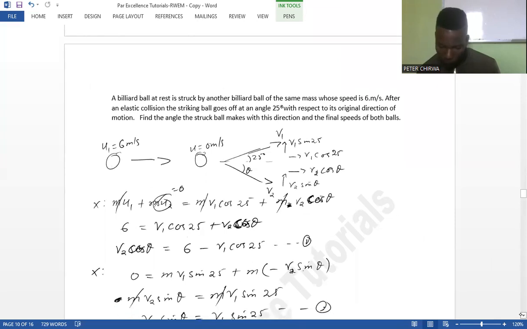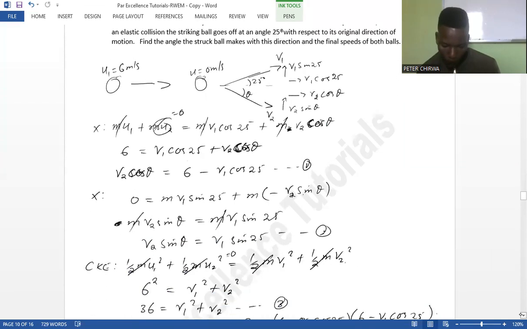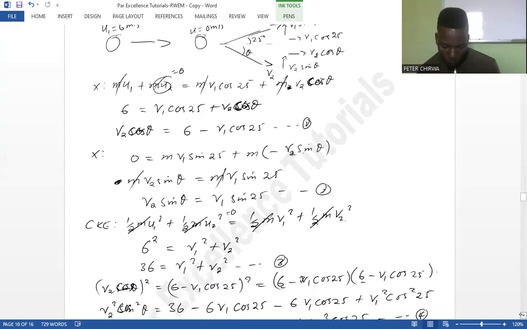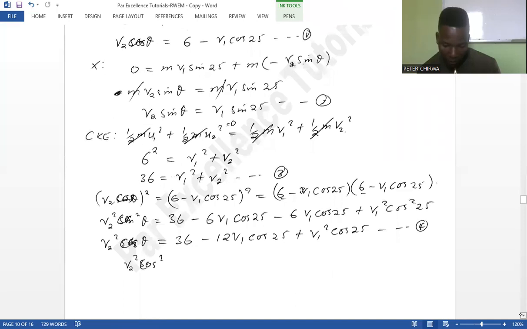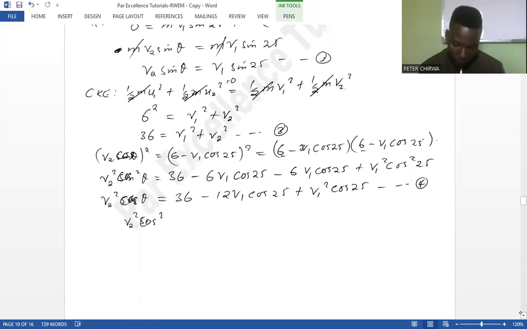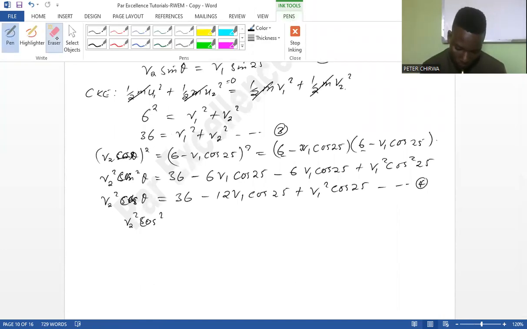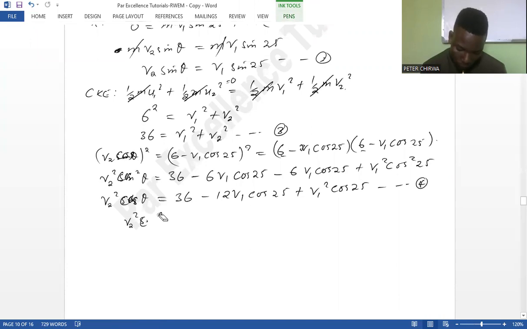So what we're going to have now, for the one in y, after squaring both sides, we're going to have v2 squared sine squared theta equal to v1 squared sine squared 25. So this is my fifth equation.